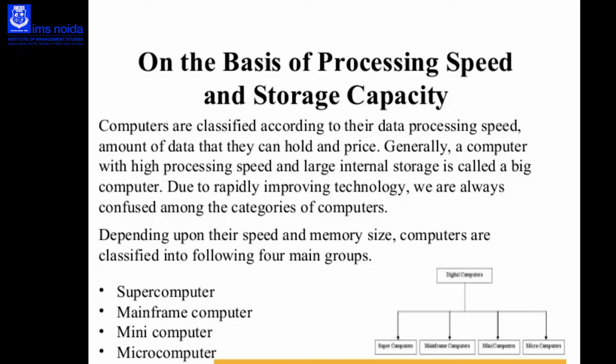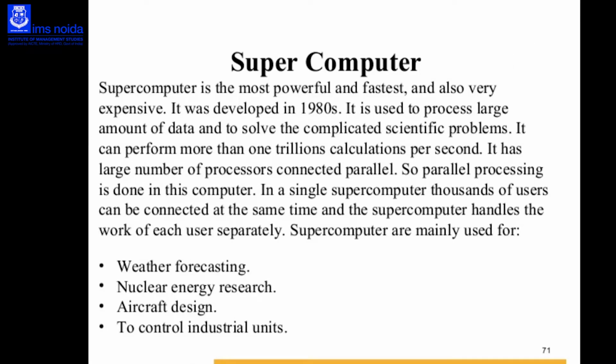Generally, a computer with high processing speed and large internal storage is called a big computer. That means the computer we call a big computer is one which has high processing speed, is technologically superior, and has large internal storage. Those computers are considered big computers in the computer industry. The first type of computer which we are going to cover is the supercomputer. Supercomputers are technologically very superior.